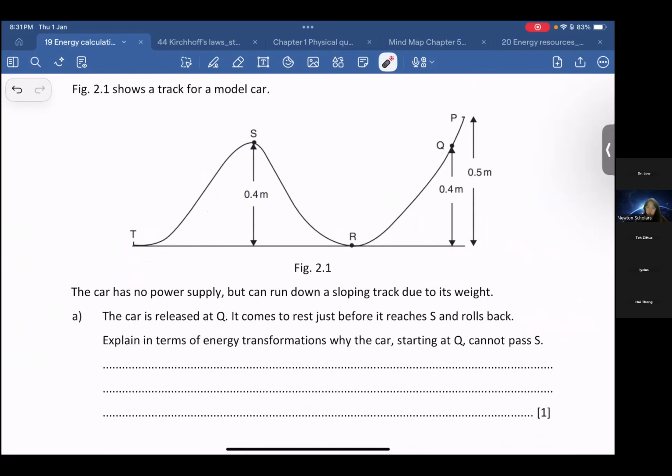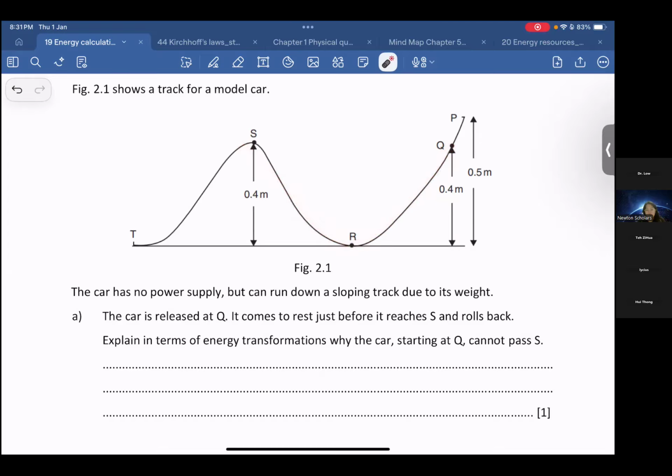Figure 2.1 shows a track for a model car. The car has no power supply, but can run down a sloping track due to its weight. The car is released at N or Q. So starting from here, it goes down until somewhere here before it reaches S, and then it rolls back again. Explain in terms of energy transformation why the car starting at Q cannot pass to S.